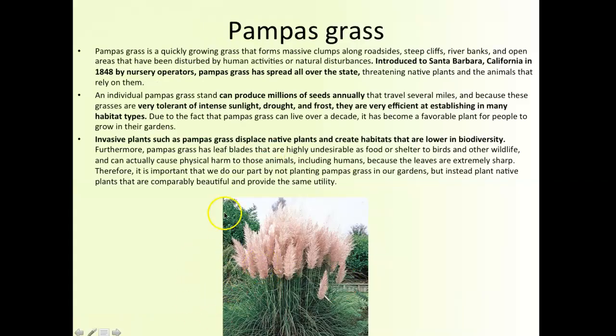This is a kind of grass that's also invasive, the Pampas grass. I'll just read the highlighted things here. So it was introduced to Santa Barbara by a nursery, and it was threatening. It's spread all over the state. It can produce millions of seeds every year, and they can travel for miles. It's very, very hardy, this plant. It's tolerant to intense sun, to drought, to frost, and they can grow anywhere. So because these things are so fast growing and they can grow anywhere, they actually displace native plants. So they can take up the territory of the native plants.